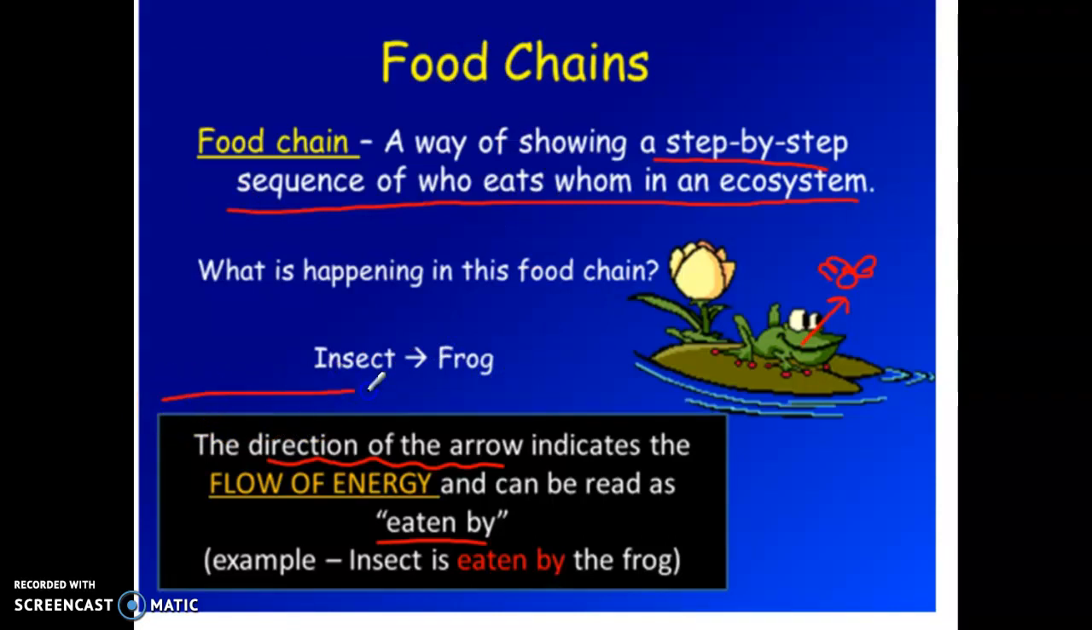Now, technically, this food chain is incorrect. Food chains must always start with a producer or an autotroph. So maybe this insect eats grass. For this to be a proper chain, it should show a producer in the first slot. So grass is eaten by the insect, and the insect is eaten by the frog. So this is more of a proper food chain. But what's important here is knowing which direction the arrows are in.